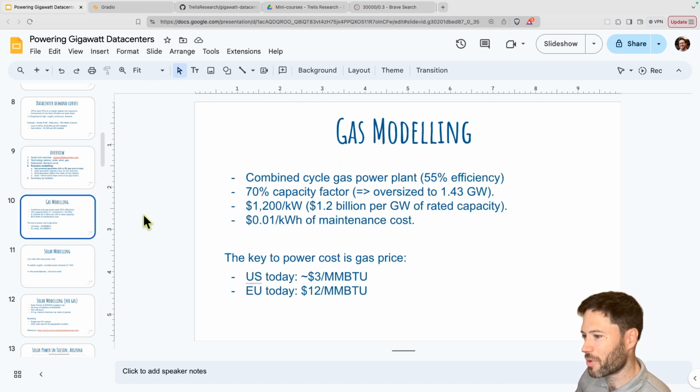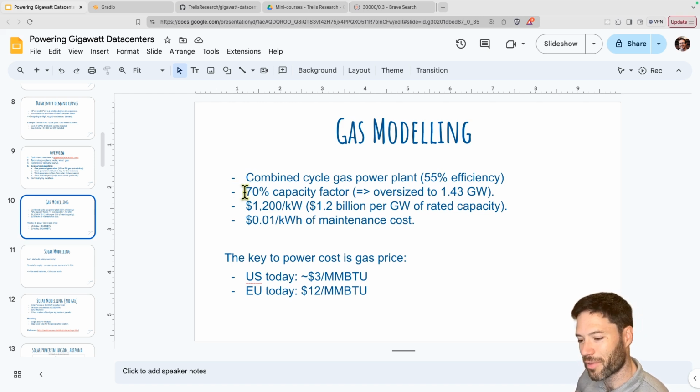And so that's kind of the framework I'm coming to this with. For the gas modeling plant, we're going to look at what's called a combined cycle gas power plant, which is maybe 55 to 60% efficient. So this is a high efficiency gas power plant, as opposed to a low efficiency one, which we would use for peaking to support other forms of power, often solar or wind, for example, or even grid stability. So yeah, we use a combined cycle gas power plant.